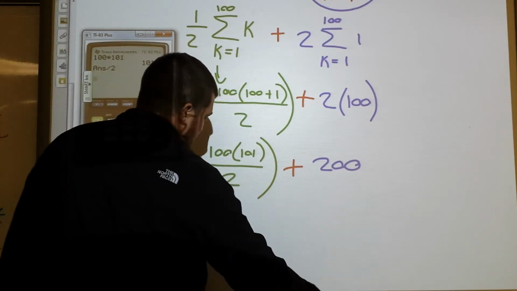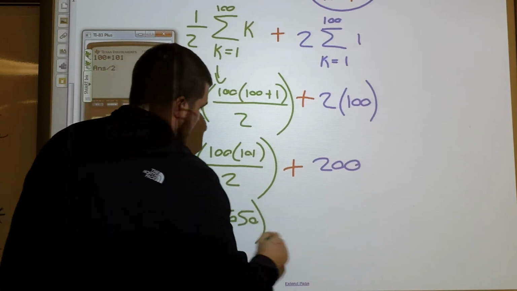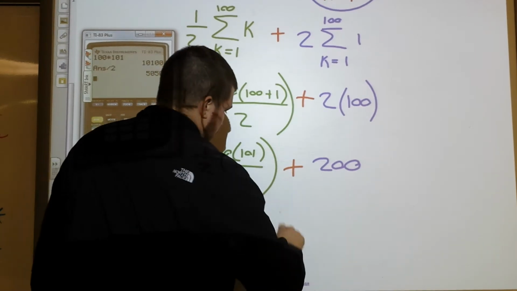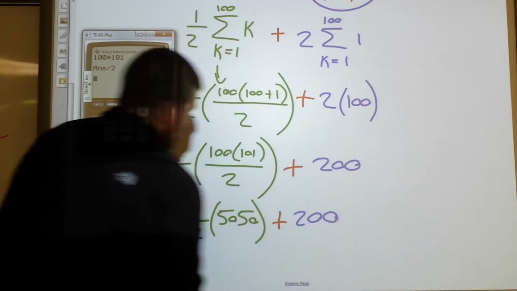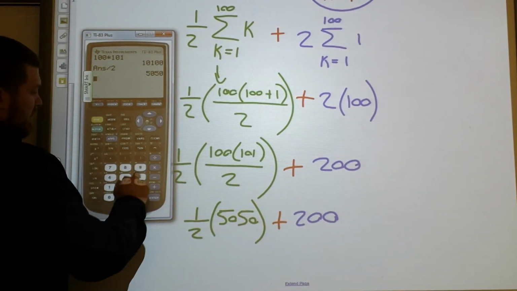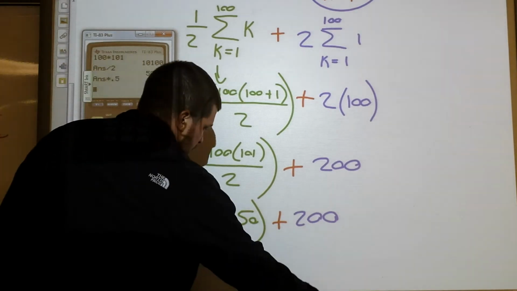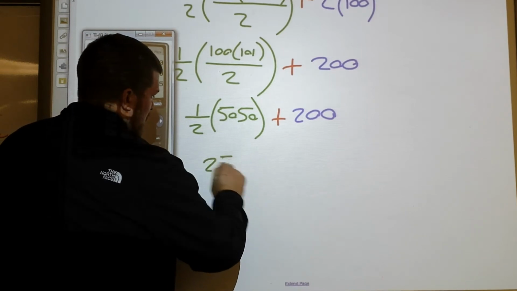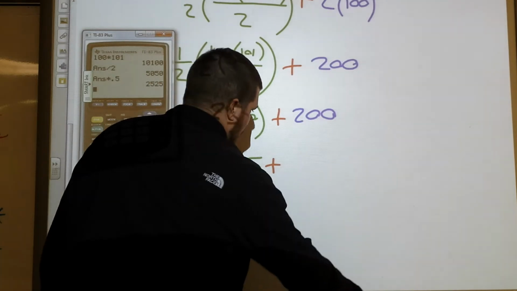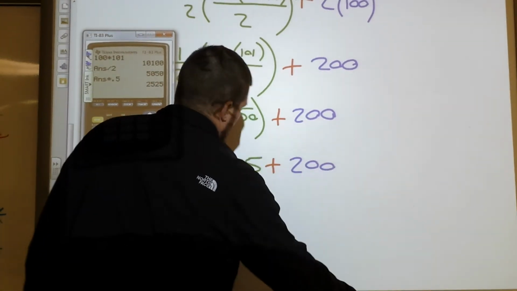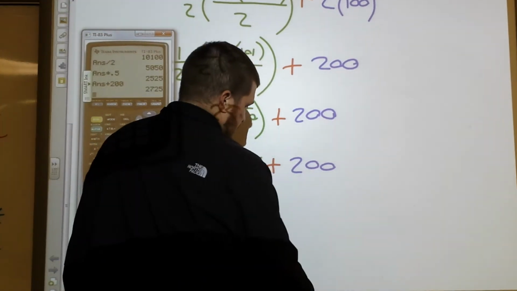So on the inside here, I have 1/2 of 5,050 plus 200. Okay, so now 1/2 of 5,050 is 2525. Plus 200. And that's 2,725.